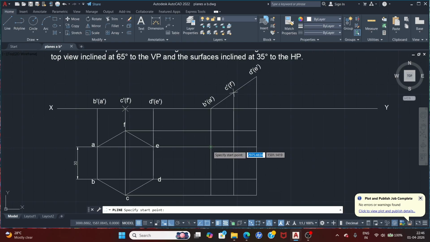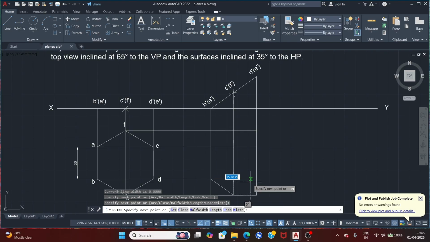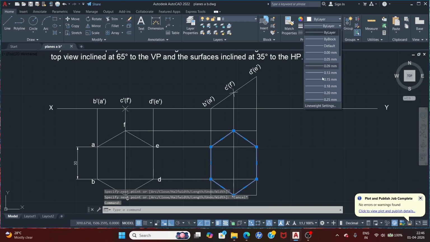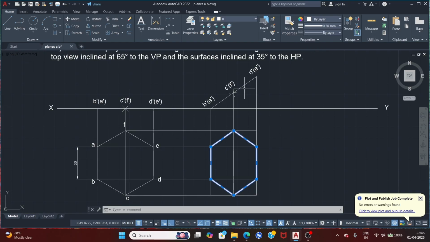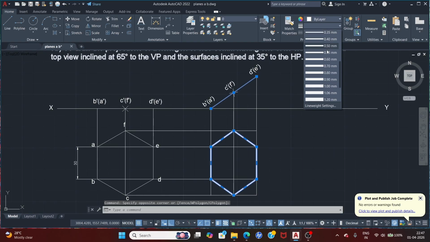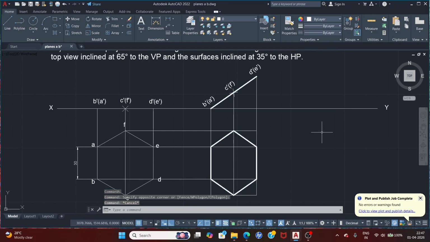And next use polyline. A, it is B. So A, B are in the same line. Next C and next D, E, F and again A. Okay, and now select this, give the thickness. Select this, give the thickness. This is the process for completing the four case drawing. So with respect to the HP angle.